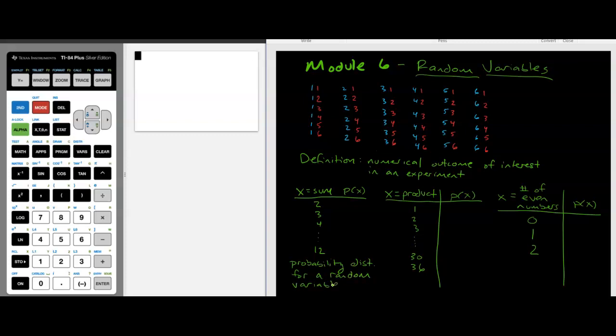So it's kind of like a frequency distribution from before, where we have certain values listed out and then probabilities attached to them. It's the exact same here, but we're looking at everything in a theoretical sense.